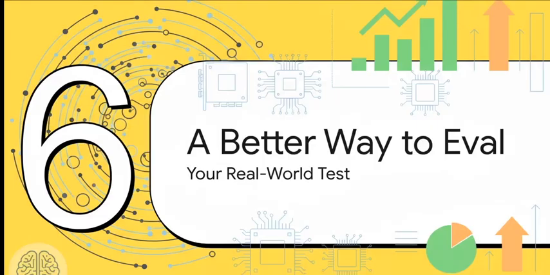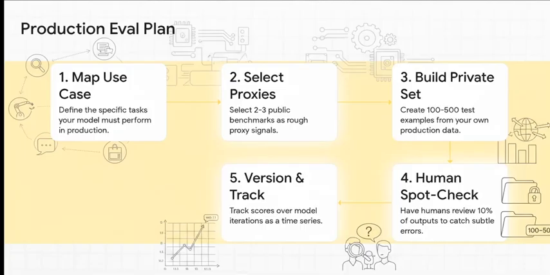So if the public leaderboards are basically useless, how in the world are we supposed to figure out which model is right for us? Don't worry, there is a better way, a much more reliable way, a way that actually puts you back in control. Here is your 5-step plan for building an evaluation system you can actually trust. Step 1. Map your use case. What do you really need this model to do specifically? Step 2. Go ahead and pick 2 or 3 public benchmarks that are at least relevant, just as a starting point. Step 3, and this is the most critical part, build your own private test set using your own data.